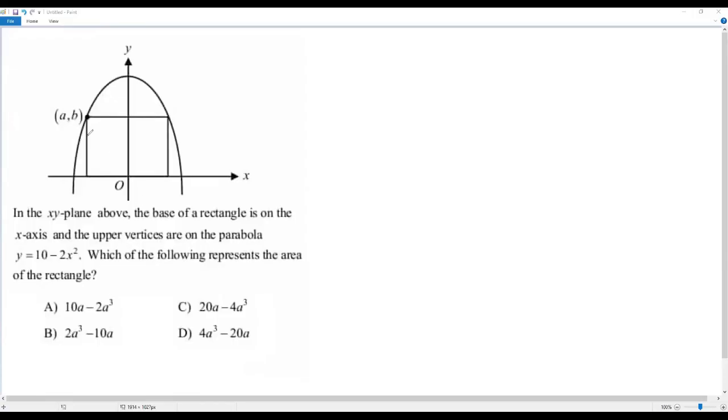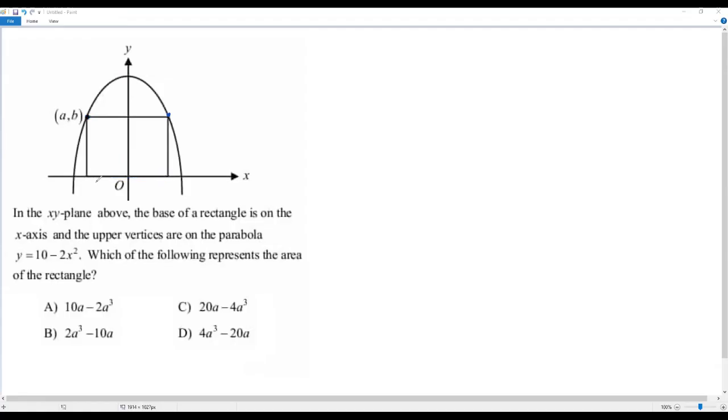Okay, in the given figure, we have to find the area of this rectangle. Here, the base of the rectangle is on the x-axis and the upper two vertices are on the parabola. When I consider the vertex of the parabola, it is on the y-axis. Since the vertex of the parabola is on the y-axis, we can consider the y-axis as the axis of symmetry of this parabola. Since the two upper vertices of the rectangle are on the parabola, the length of the rectangle is divided into two equal parts by the axis of symmetry, that is the y-axis.